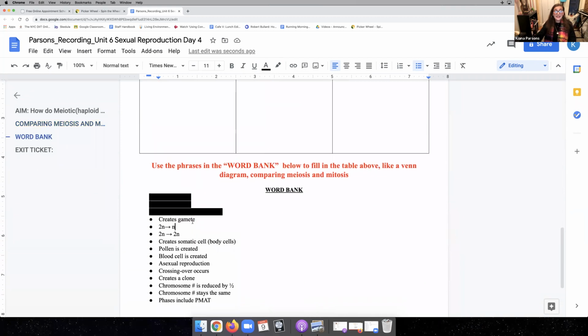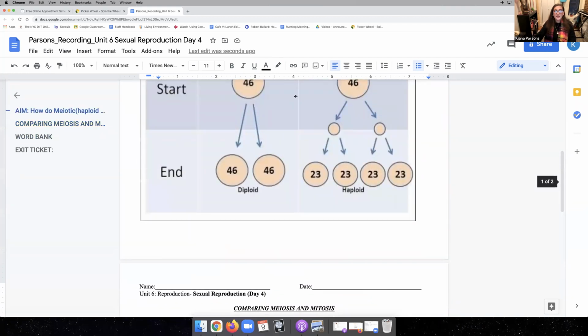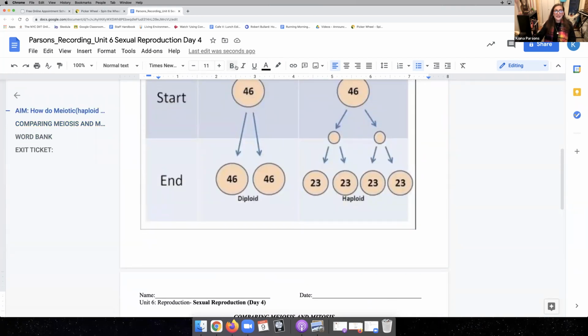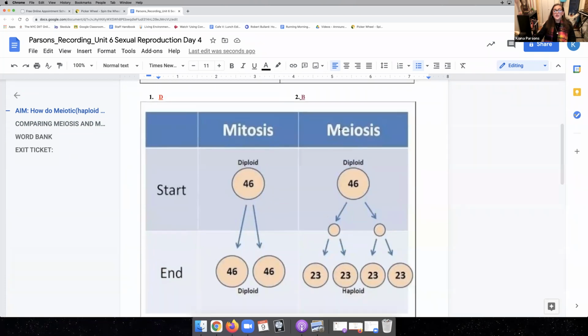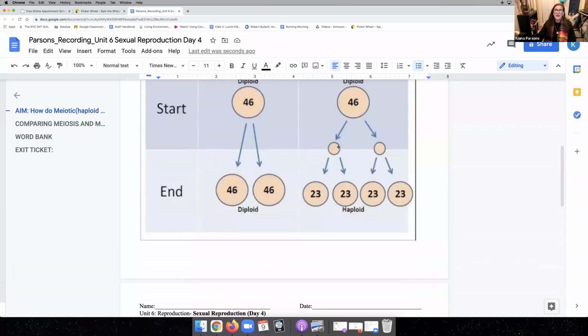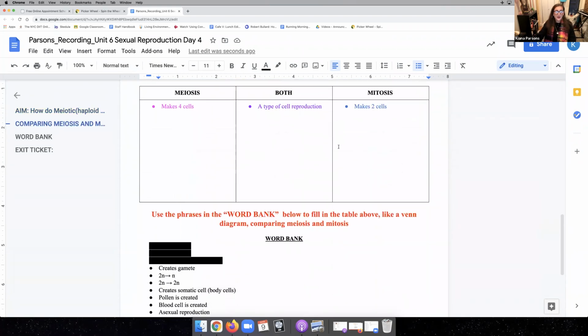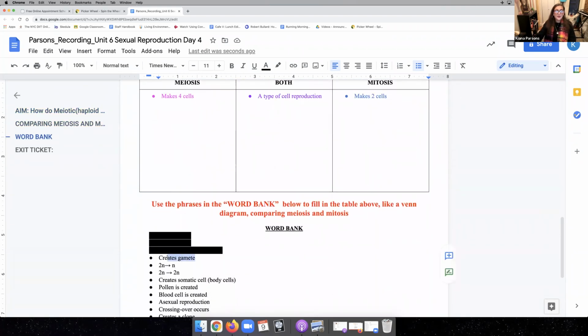So meiosis creates a gamete. Again, another word for these haploid cells. These are the sperm and egg cells. These are the gametes, the products of meiosis. And that word is gamete, because I know that one is hard to pronounce. But it's meiosis that creates the gamete.